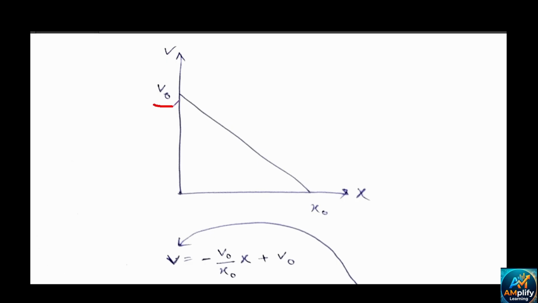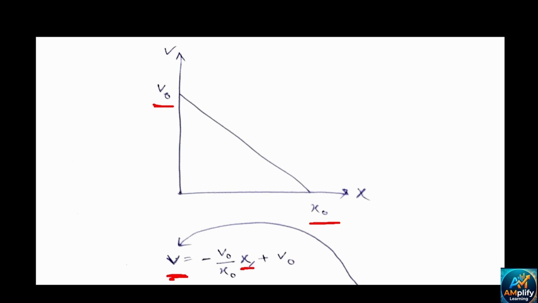So we can see that the y-intercept is v0 and the x-intercept is x0. So we know how we can write the straight line equation based on the y-intercept and the slope. That is y equal to mx plus c. So that's what we have implemented here. So here v is the y, displacement is basically the x, and this is the y-intercept v0, right?